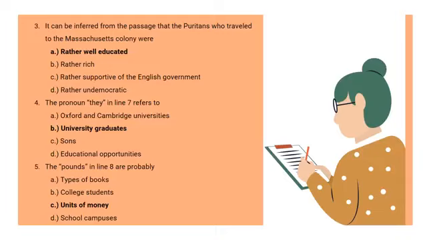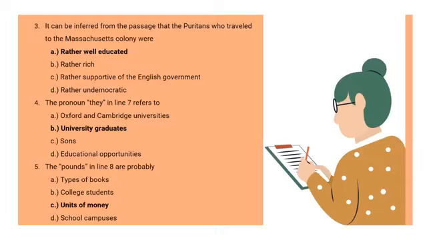The passage indicates that Harvard is, the answer is D, the oldest university in America. Why I choose D? Because in the text it explained that this oldest of American universities was founded in 1636. This here means Harvard University.